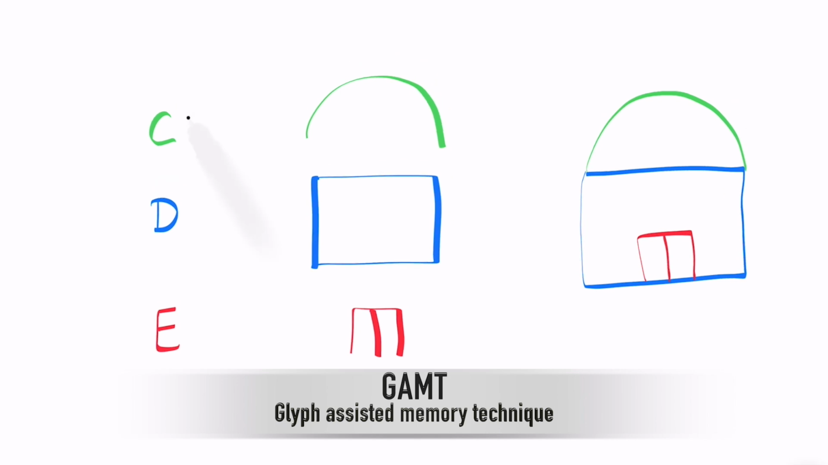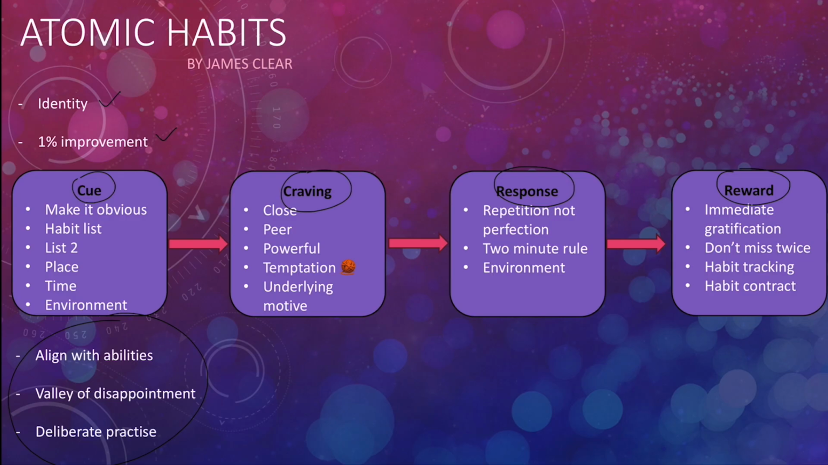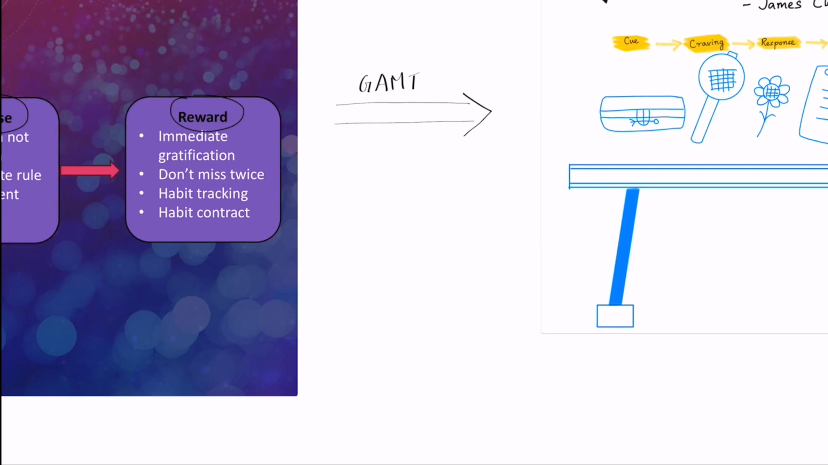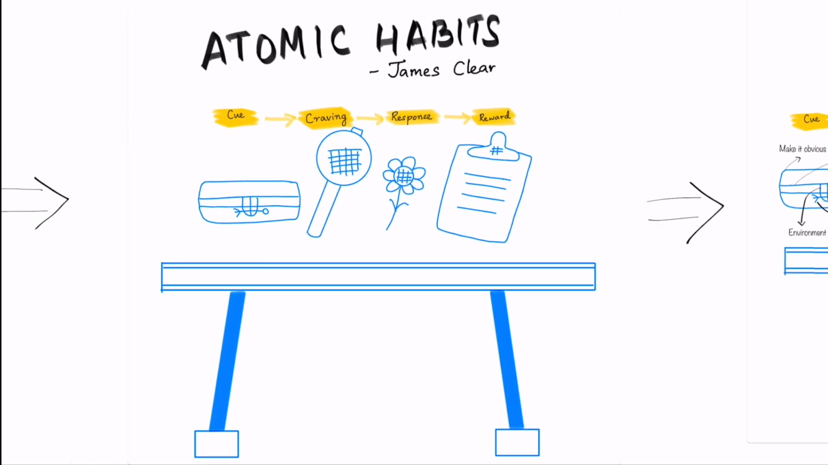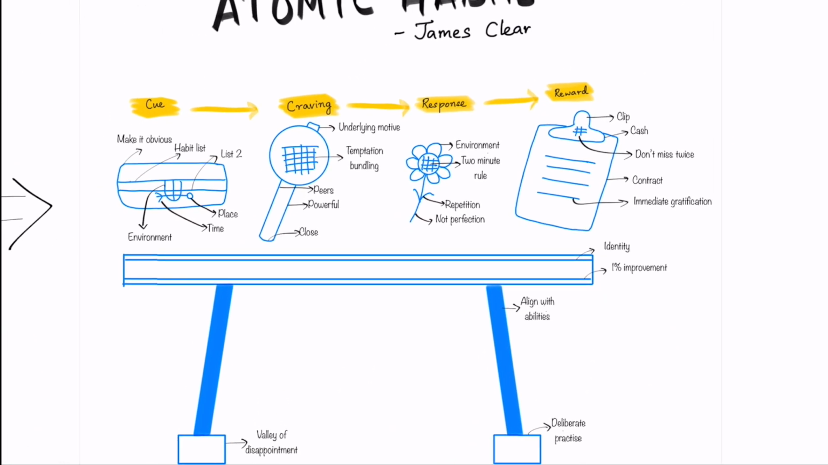You take letters, change them into shapes or glyphs, and use these shapes or glyphs to build an image. So we're going to use GAMT and convert all this information into this. This GAMT contains all the essential concepts that's described in the book. I'm going to explain the GAMT and the individual concepts step by step in this video.